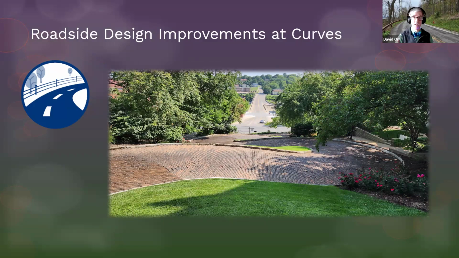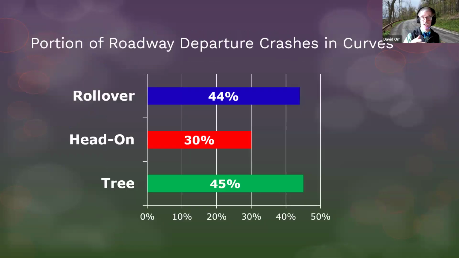Now, why do we care about curves so much? Well, if you look at the roadway departure crashes, the portion of them that are at curves is pretty high. Rollover crashes, 44% of the time, they're occurring in or around a curve. Head-on crashes, people cutting the corner, 30% of the time occur at a curve. Trees, 45% of the crashes occur where someone goes off the road in a curve and they hit a tree. So this is why we're focusing on that.